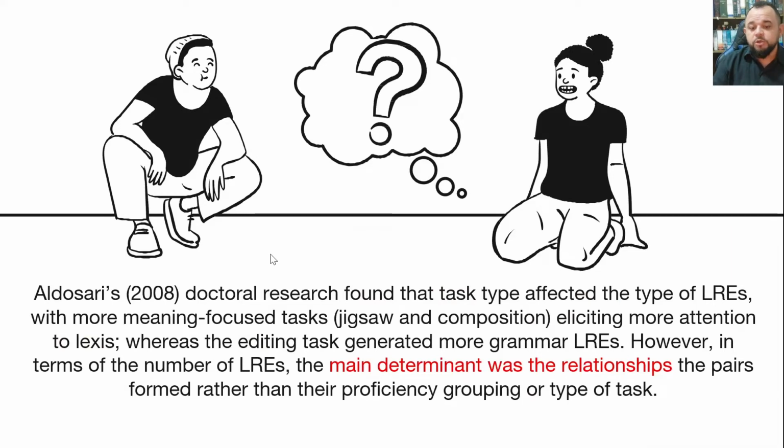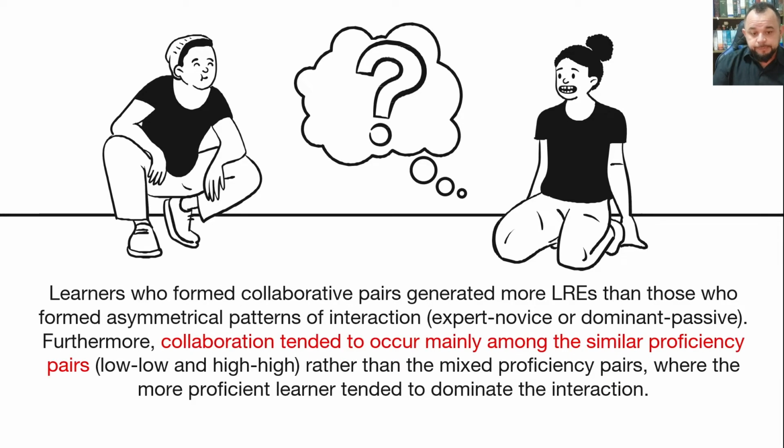So in Odosari's doctoral research, it was found that task type affected the type of LREs, with more meaning-focused tasks like jigsaws and compositions eliciting more attention to vocabulary, to lexis, whereas the editing task generated more grammar LREs. However, in terms of number of LREs, the main determinant was the relationship the pairs formed rather than the proficiency grouping or type of task.